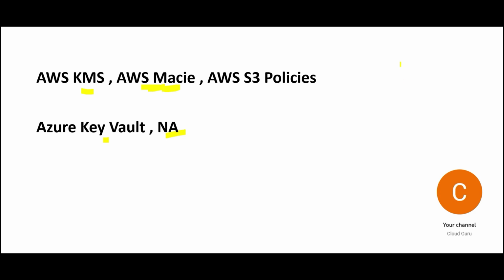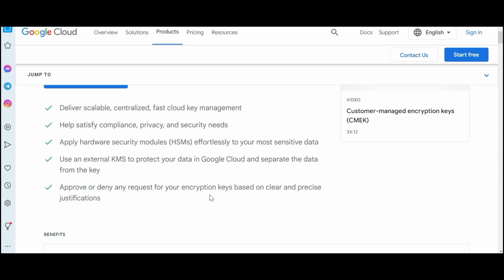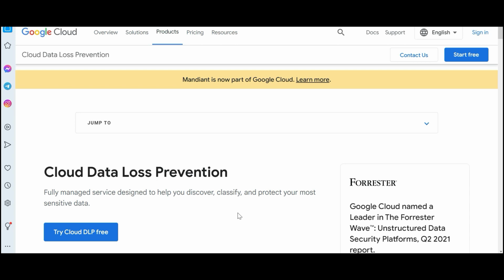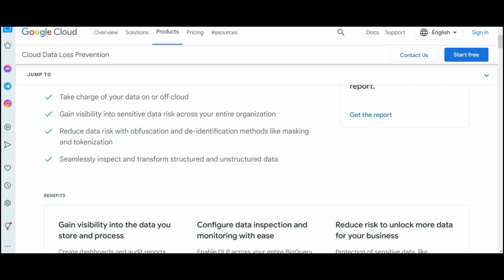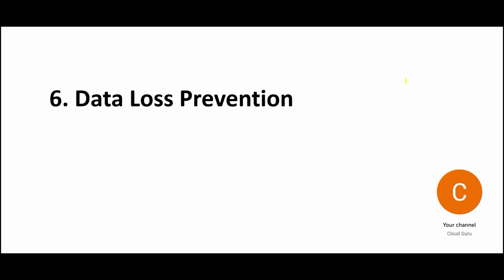Okay, but in the Google world, you do this through Google Key Management. You can manage the encryption keys here. So we already discussed this in the initial part of the video when we discussed encryption. And then you have Google DLP. Now it is similar to Macie on AWS. It will discover, classify, and protect your most sensitive data. So it will identify the sensitive data and will tell you, hey boss, this is risky. Your data sets are here. It will reduce the data risk with obfuscation and de-identification methods like masking and tokenization. And it works with both structured as well as unstructured data sets. So this is very important. So we just covered the last topic for this video, that is prevention of data loss.